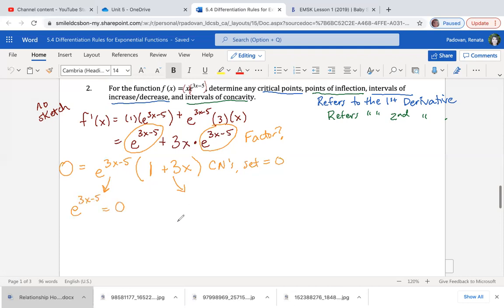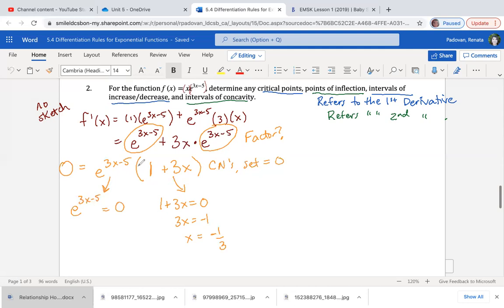Solve for x, for my critical number. And I have 1 plus 3x equaling 0. So let's say the right-hand side is easier. I might want to go ahead and do that first. X is going to be equal to negative a third, negative 0.3 repeated, right? So I know I have one critical number there.